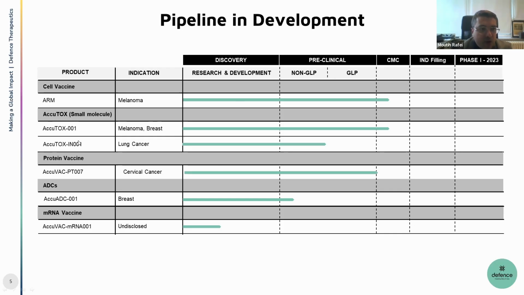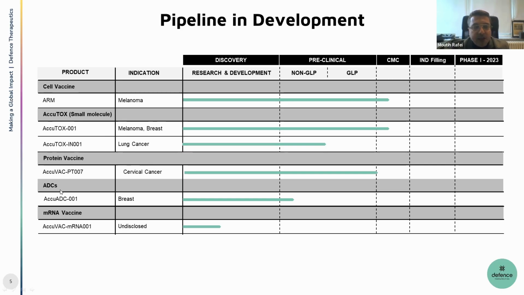We also have the AccuTOX, which is the small molecule that we spoke about that is able to exhibit anti-cancer properties, which we're also trying to push into a phase 1 trial. It's at the CMC level. We're working with City of Hope in California to initiate a phase 1 trial against melanoma. But we were also able to develop another formulation to be used directly to treat lung cancer. So it's an intranasal formulation.